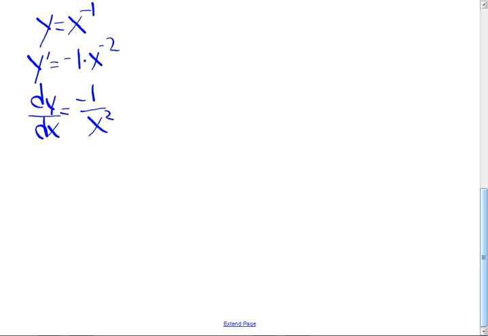I could be doing dy/dt, and there's nothing that says that about y prime. Okay, are we okay with this one? This is just the derivative of x to the negative 1. Now, the operator that tells me to take the derivative is this d/dx. Take the derivative with respect to x.